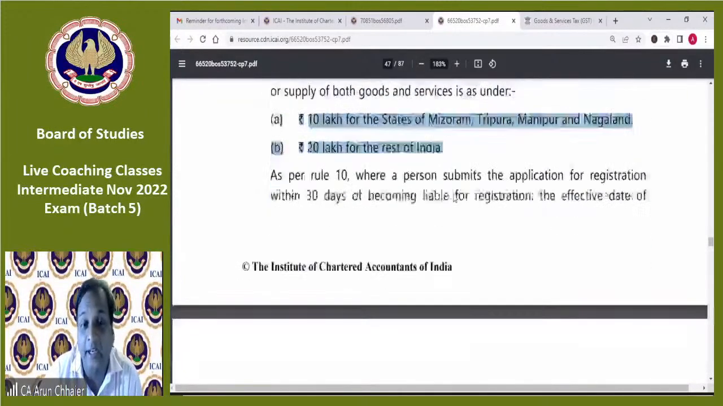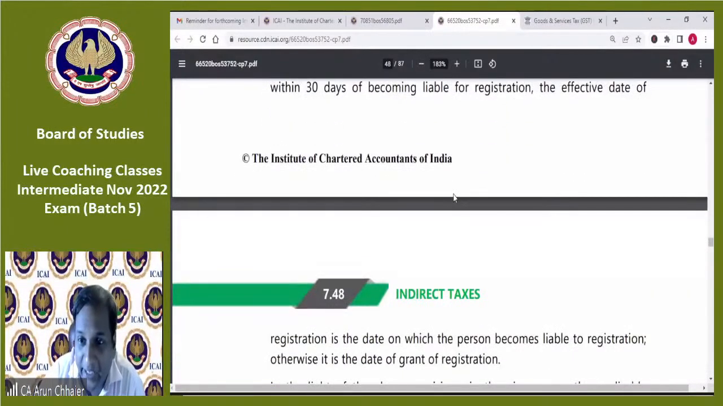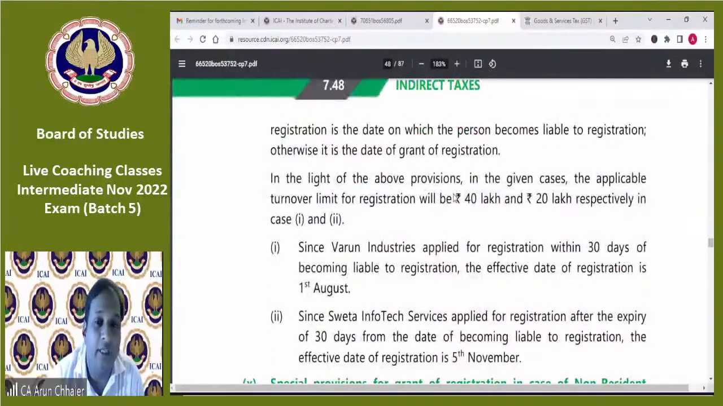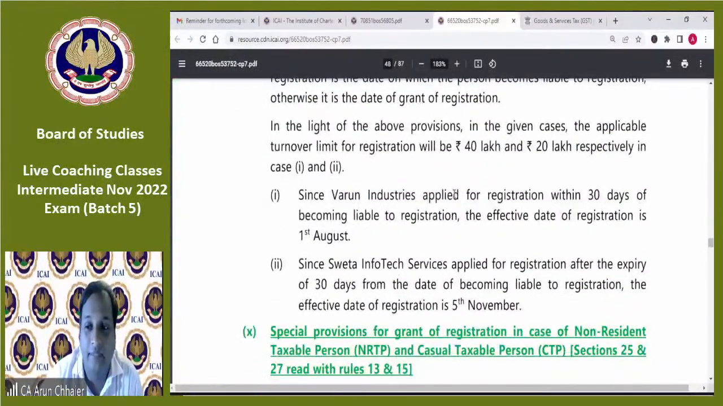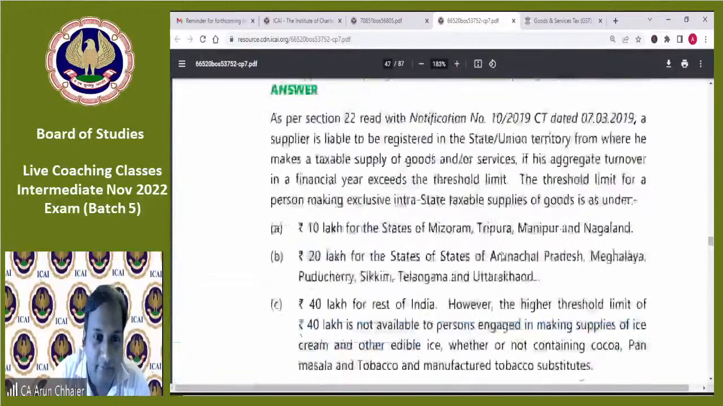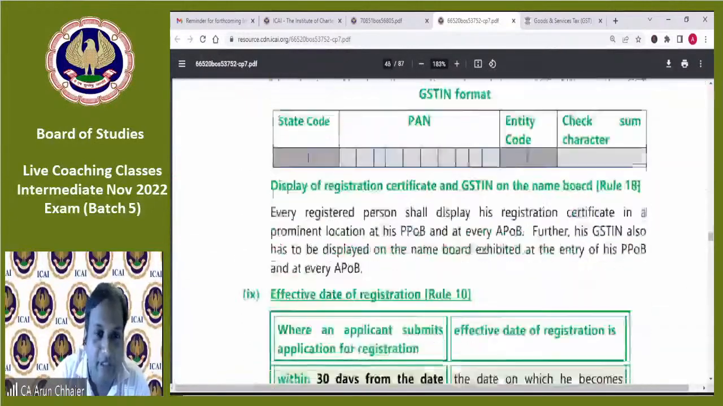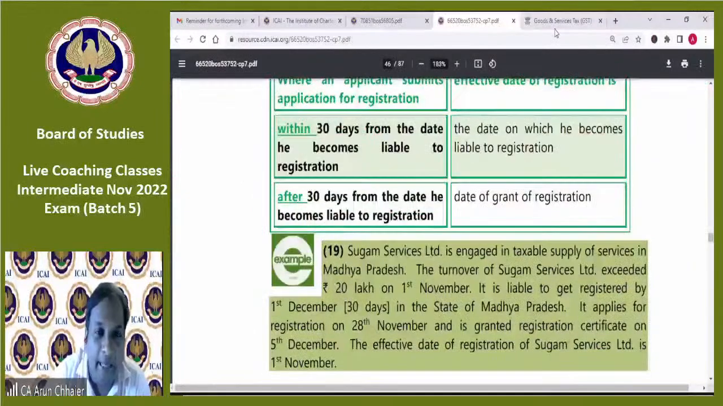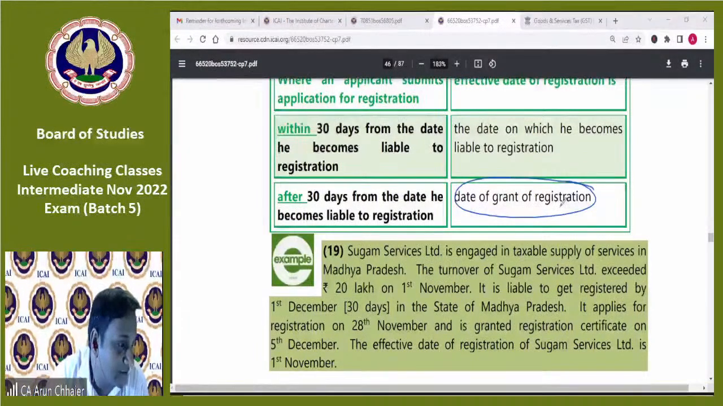10 and 20. Now you will say he has to make an application within 30 days, and then you will talk about the effective date of registration. Why 25th? Why are you saying 25th? If you do not make the application within 30 days, what is the effective date of registration? Date of the grant of the certificate. Sneha, Pooja, Hitesh. The date of the grant of the registration, that is 5th November.